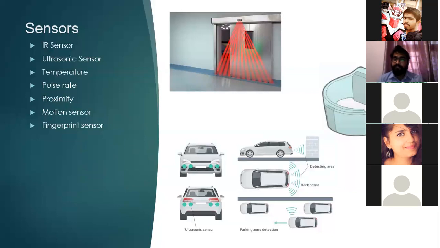Then what about the other sensors we have listed over here? Ultrasonic sensor, temperature sensor, pulse rate, proximity, fingerprint. We are using all of these sensors. Speed detector. Cool. Where do we use a speed detector? Ultrasonic sensor to detect distance.